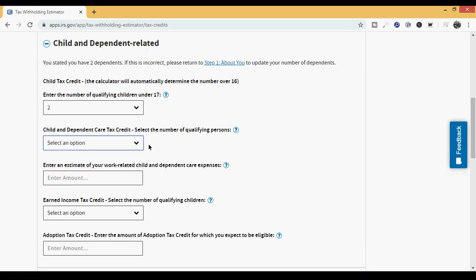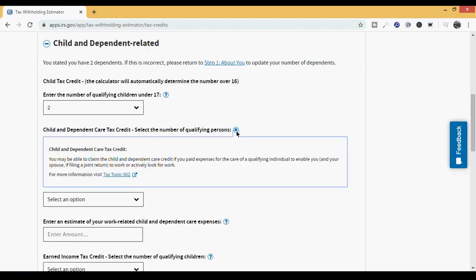Okay, select the number of qualifying persons. This is for the child and dependent care tax credit. So let's see, click the question mark. You may be able to claim the child and dependent care credit if you paid expenses for the care of a qualifying individual to enable you and your spouse, if filing a joint return, to work or actively look for work.